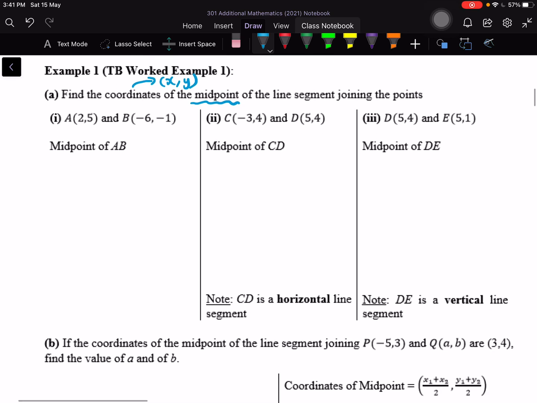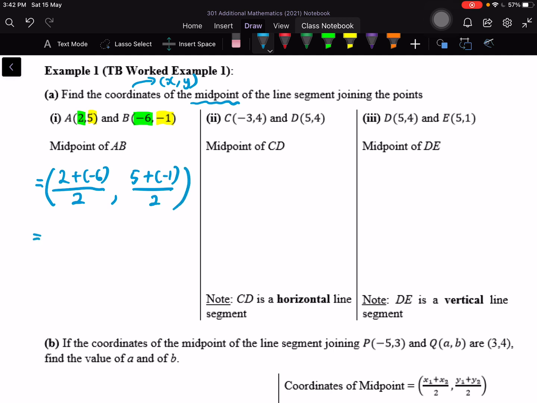Okay, so let's look at part 1. The points are A (2, 5) and B (-6, -1). To find the midpoint of AB, you are able to find both the x and y coordinates together. For the x coordinate, A is 2, B is -6, so you are going to take the average. You take 2 plus -6, add them up and then find the average by dividing by 2. Similarly, the y coordinates are 5 and -1. You find the average by taking 5 plus -1, and you divide by 2.